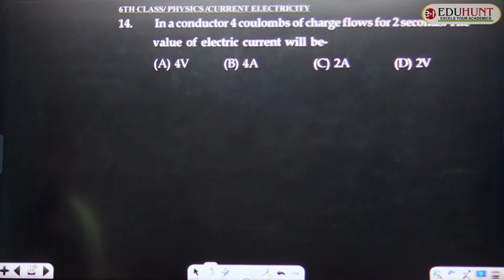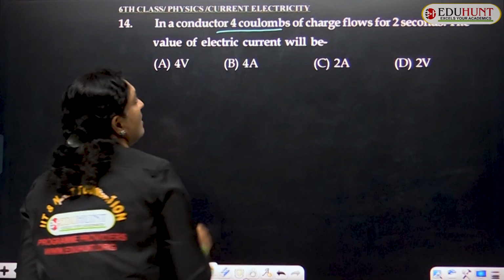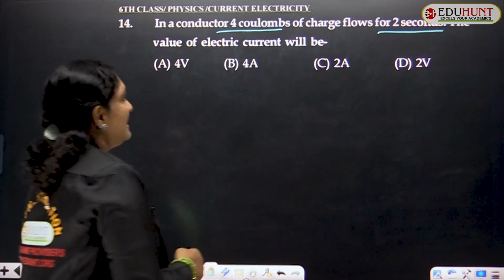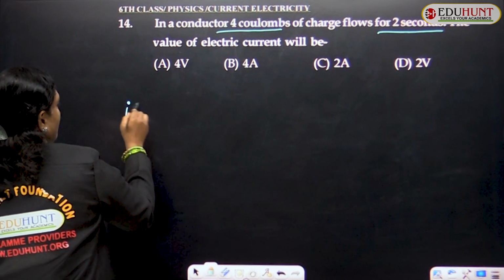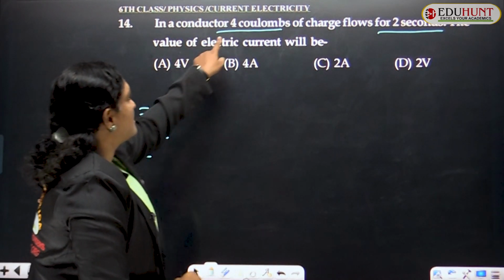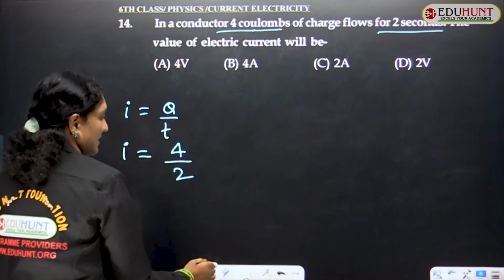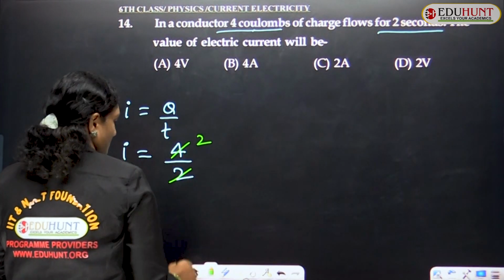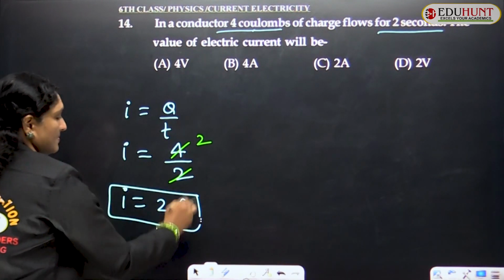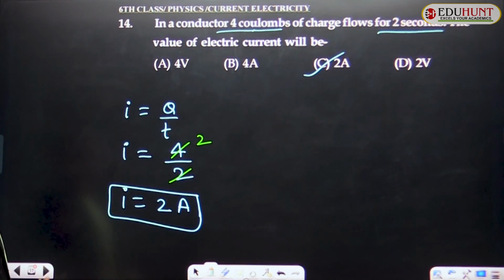Now the next one. In a conductor, 4 coulombs of charge flow. Coulomb is the unit of charge, Q. And the time is given as 2 seconds. T is 2 seconds. The value of electric current is equal to Q by T. You are asked to find the current. Charge is measured in coulombs. They gave 4 coulombs upon time of 2 seconds. If you simplify this, the current is found to be 2 amperes. The SI unit of current is amperes, 2 amperes. Hence, the third option is true.